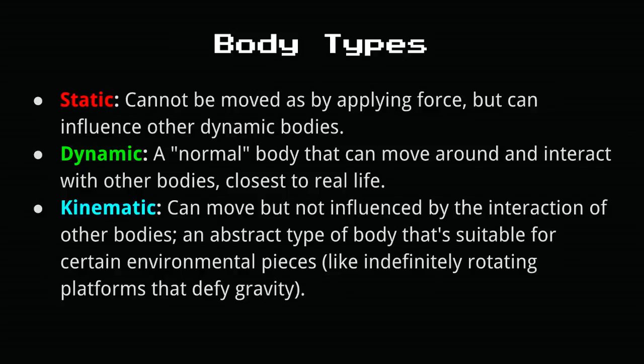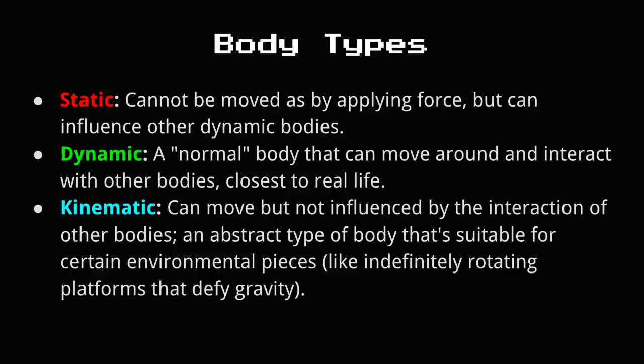A dynamic body is the opposite. It has the full simulation of Box2D. Gravity affects it, things collide into it, it will bounce off of them. It'll do what you would expect a normal body to do. If I throw a ball in this room and it hits the wall, it's a dynamic body. The walls are the static bodies in this case. And then a kinematic body is a hybrid between the two. It's something that can move and rotate and do things, but it's not influenced by other objects colliding with it.